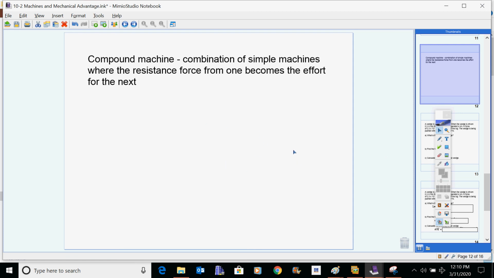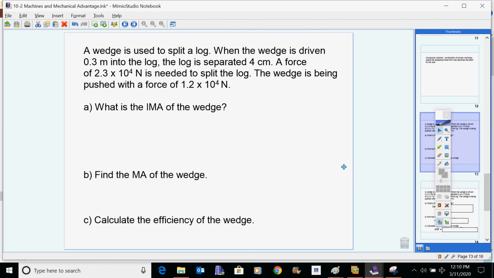But today I said our focus was going to be mostly on calculations, so I have a couple of problems for you to take a look at. The first one is dealing with a wedge, and it's used to split a log. The wedge is driven 0.3 meters into the log. If you think about that picture we just had, the log is separated 4 centimeters. So in other words, the distance that goes side to side would be a 4 centimeter separation.